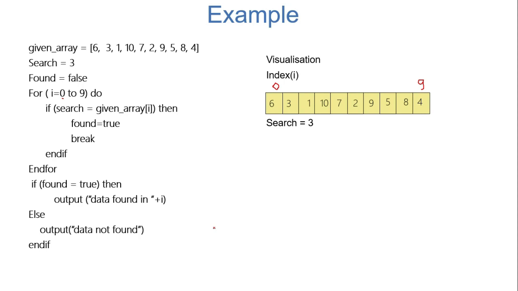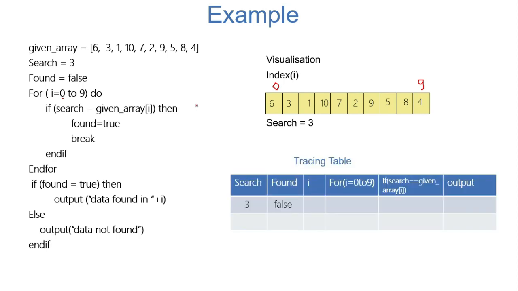To make it clear, let's see the tracing table here. I initialize search with 3 because that's the value that I'm looking for, and then found with false. Then i starts from 0 because we will start searching from index 0. And then we check now: 0 is between 0 and 9. The answer is true, so we enter the looping.